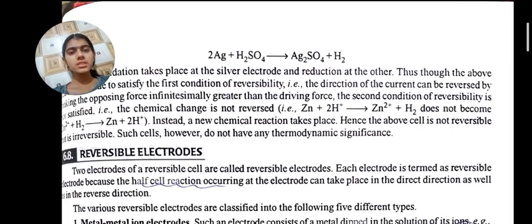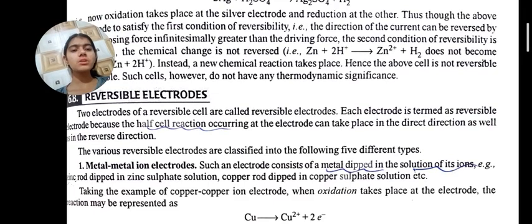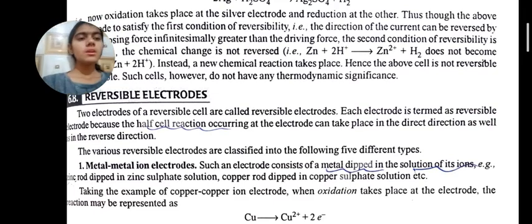Then we will discuss the reversible electrodes. Two electrodes of a reversible cell are called reversible electrodes. Each electrode is termed a reversible electrode because the half cell reaction occurring at the electrode can take place in the direct direction as well as in the reverse direction. The various reversible electrodes are classified into the following 5 different types.